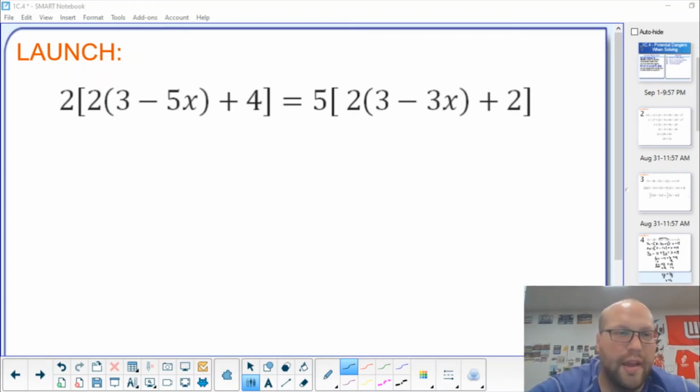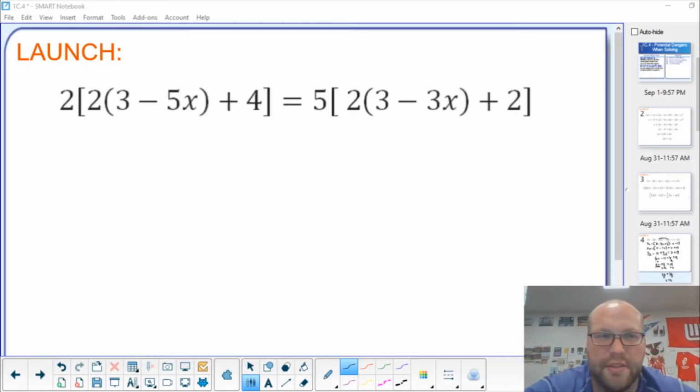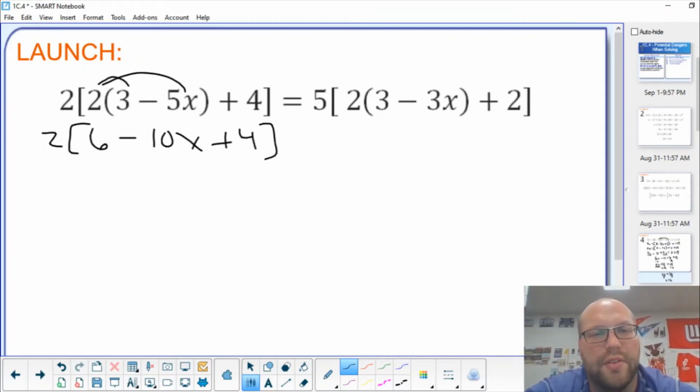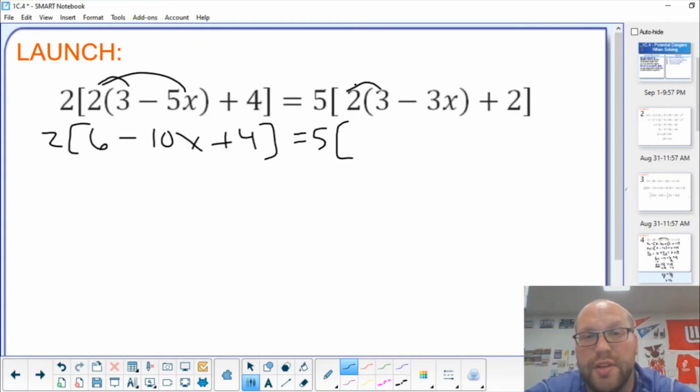The next question we have, again, lots of stuff going on, but we just have to slowly but surely make this an easier problem. So again, I see a lot of distributing that can happen. So I'm going to distribute this 2 here and make this 6 minus 10x plus 4. I'm going to do something very similar on the right side, and I'm going to distribute a 2 here as well. So I get 6 minus 6x plus 2.